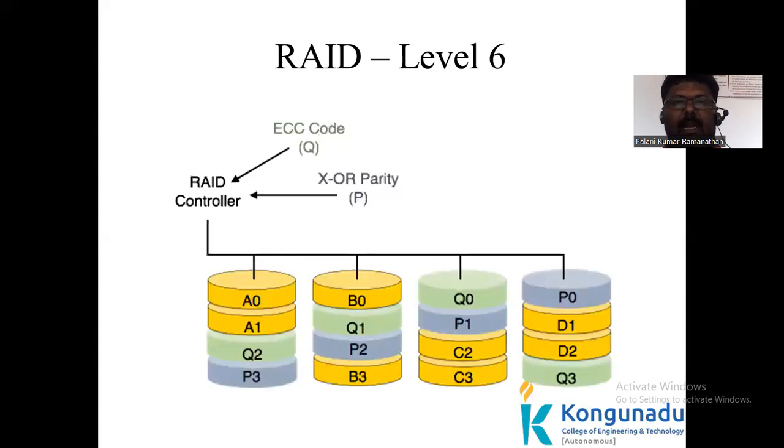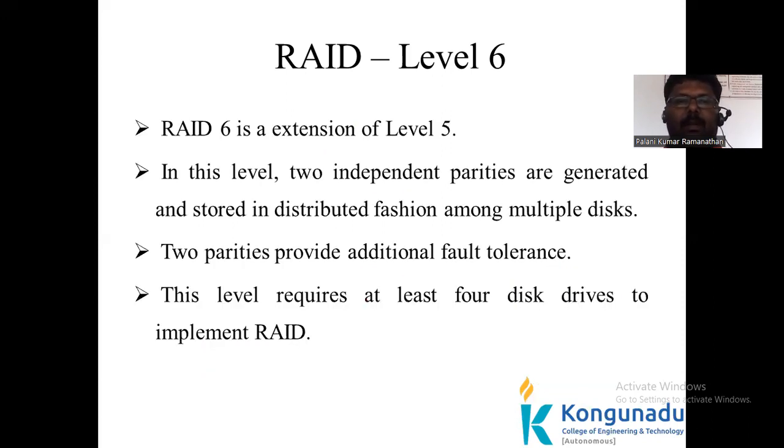And level 6. In this level 6 we are going to use both level 3 and level 4 techniques. What is the meaning of that? It is going to use both techniques, like error correcting codes and parity. The biggest advantage is that the two parities provide additional fault tolerance. When there is any loss in the data, it can be easily retrieved from the parity bits. This level requires at least 4 disk drives to implement RAID.